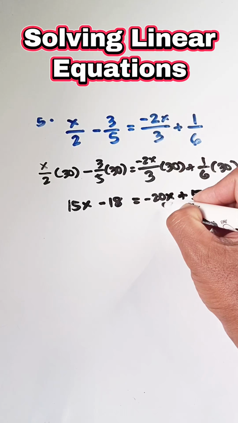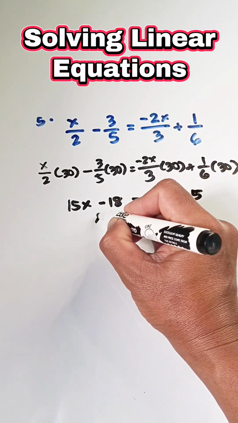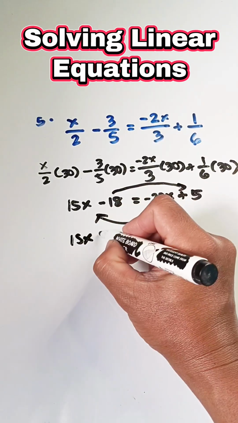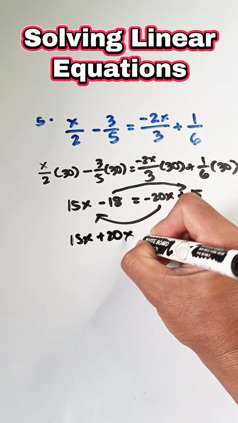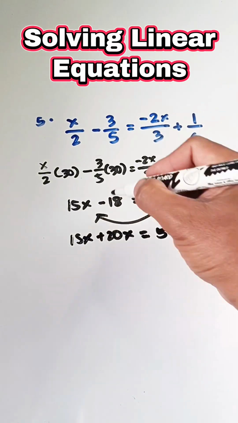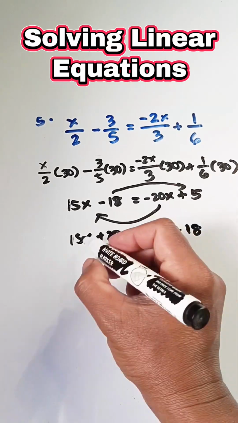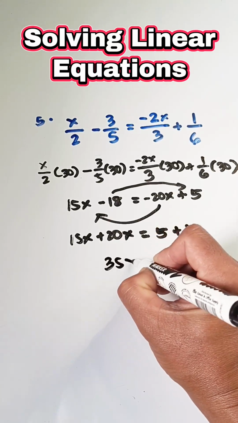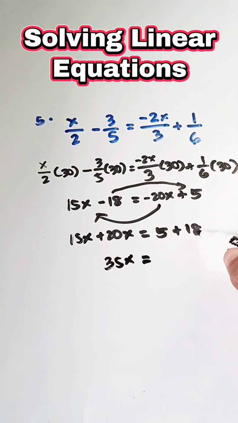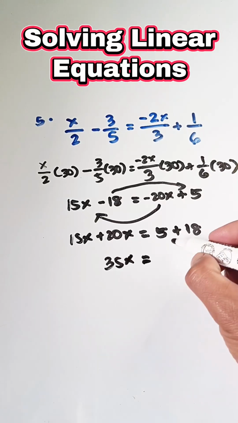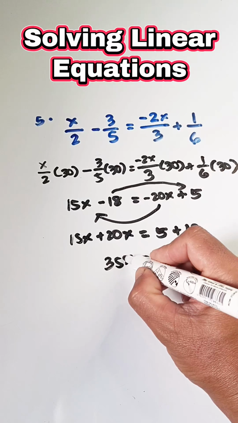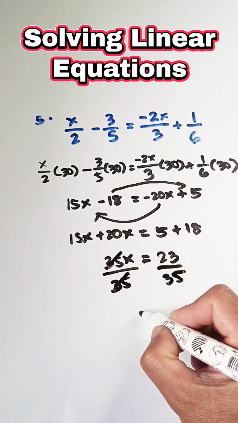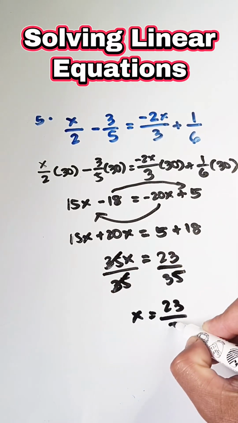And then transpose all the terms with variables to the left and the constant to the right. This is 15x. Negative 20x will become positive 20x is equal to 5 plus 18. Then 15x plus 20x is 35x is equal to 5 plus 18 is 23. And then divide both sides by 35. Cancel 35. X is equal to 23 over 35.